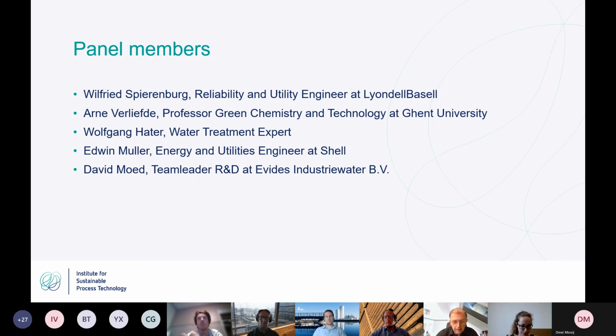But apparently he still has enough freedom to work on other projects outside of that discipline, so that's always very nice. And then last but not least, in this list of panel members, we have David Moot, who is currently a team leader in research and development at Evides Industriewater, where he manages the R&D portfolio for process, demineralized water, and cooling and wastewater. And he also has a PhD from TU Delft. So those are our 5 panelists.